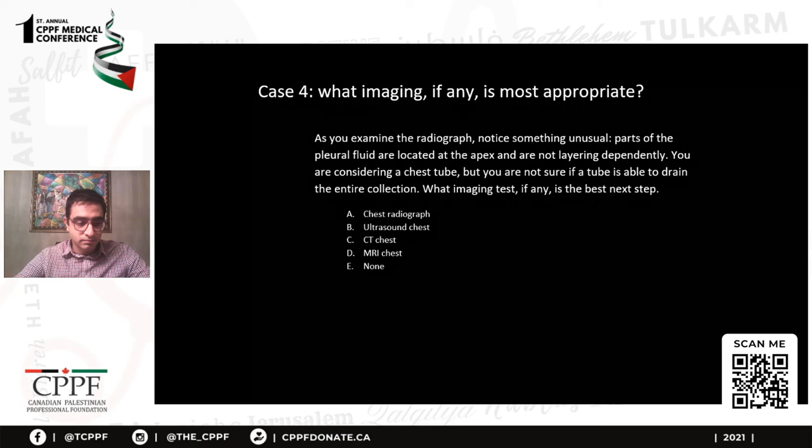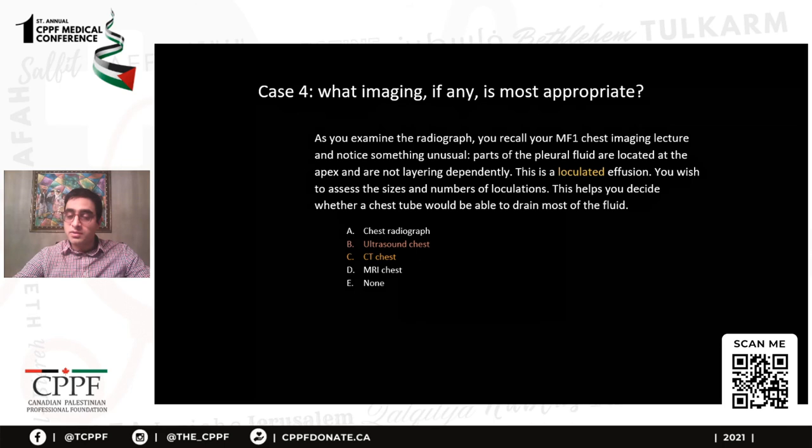Okay, time is up. So we actually have two correct answers in this point. First, let's observe that the fact that the pleural fluid is located at the apex and is not layering dependently tells us that this is probably a loculated effusion. It has multiple septations and loculations. If we're trying to examine a loculated effusion, we can do an ultrasound of the chest and a CT of the chest. So let's talk more about that.